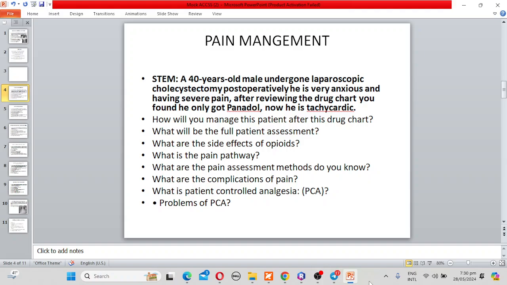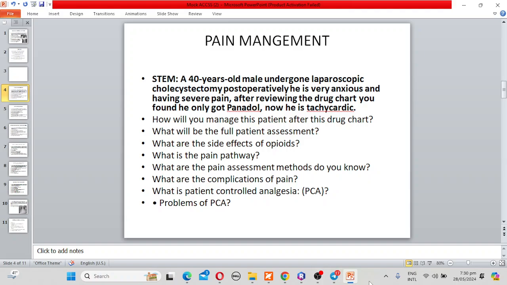Sir, excuse me, what will be the answer? Like, what will be the full pain assessment? If they ask like this, then only we say we want to do ABCDE and patient chart review, and then investigate and then plan accordingly. Like, if he is tolerating, then continue the same treatment. If he is not tolerating, then multidisciplinary pain team.